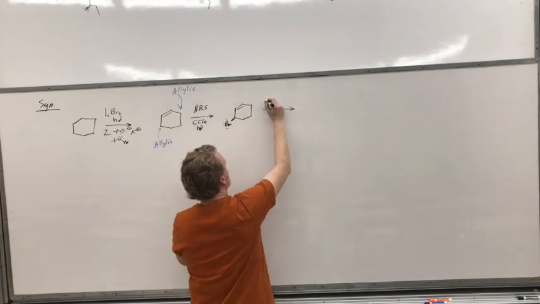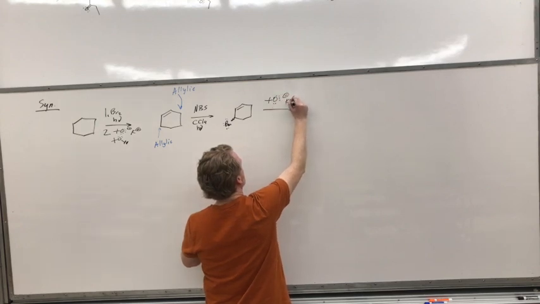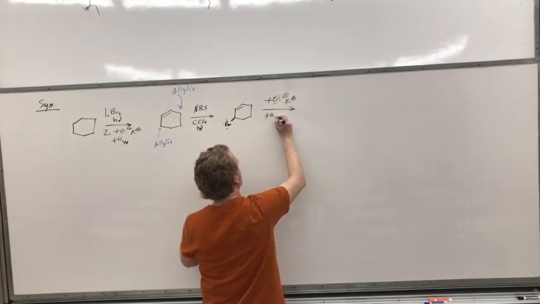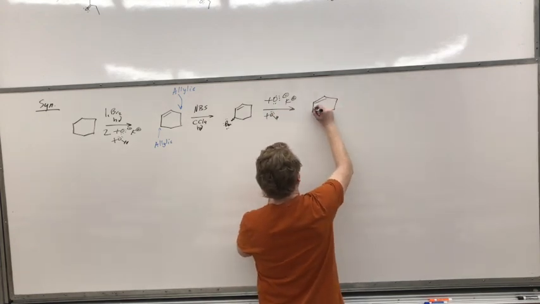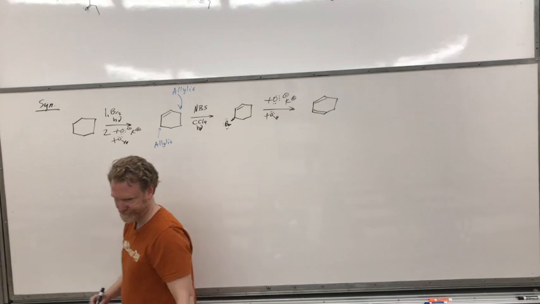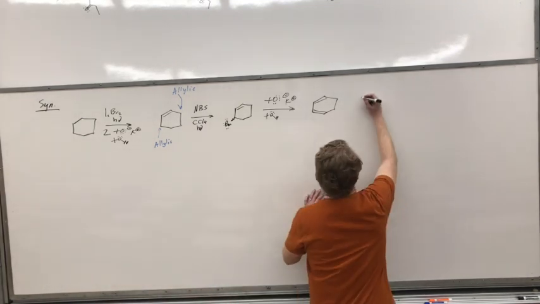And then we could just add another big sterically hindered strong base to do the E2. Boom, got our diene. And now we just add our dienophile, which we were given.